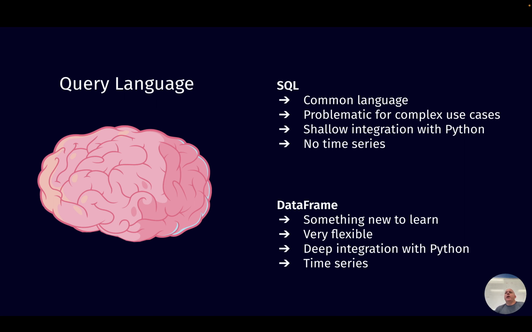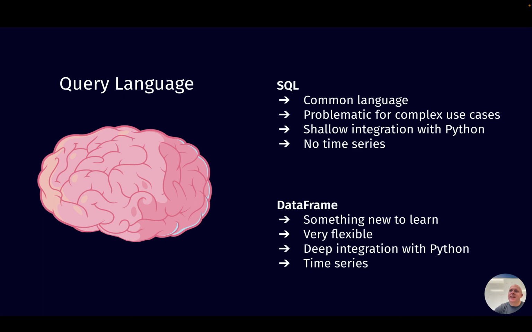So a key question with the query engine is, what is the query language? And these query languages tend to break down into two primary categories. The first category is SQL. SQL is a common programming language. Many people are familiar with it. It's been around for years. It is good if your use cases are fairly simple, but as your use cases and your data science get more complex, it can be problematic. SQL's integration with Python tends to be quite shallow, and SQL generally has little or no time series support.